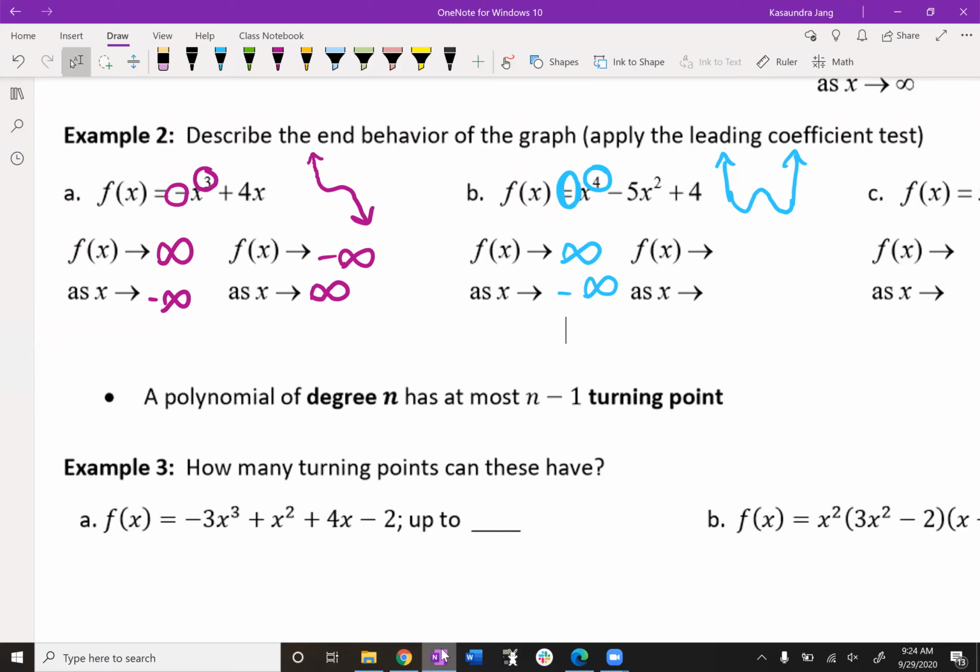Okay, f of x goes to infinity, like I'm going up, as x goes to negative infinity, as I go to the left. Okay, Nicole, did you catch what I was saying on this one at all?